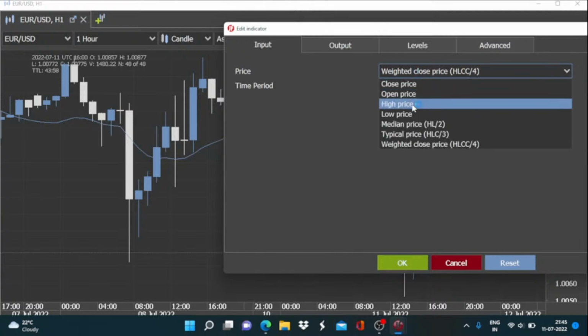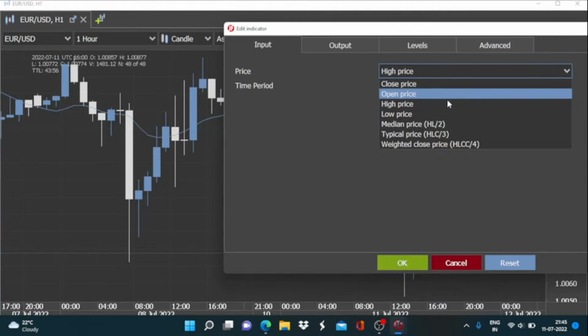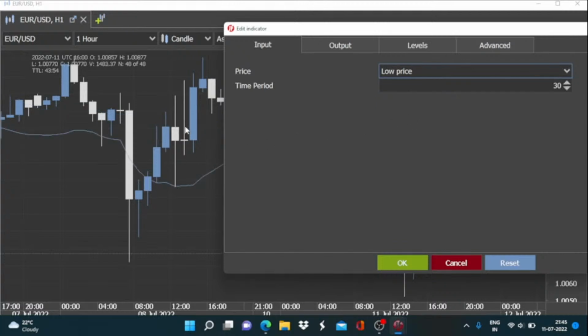Only when we use this high price and low price, we will have significant variation in the plotting of these two extreme values, as one will be derived using the high of each hourly candle, whereas another DEMA will be derived using the low of each hourly candle. So that much difference is going to be there in the plotting of this DEMA also.